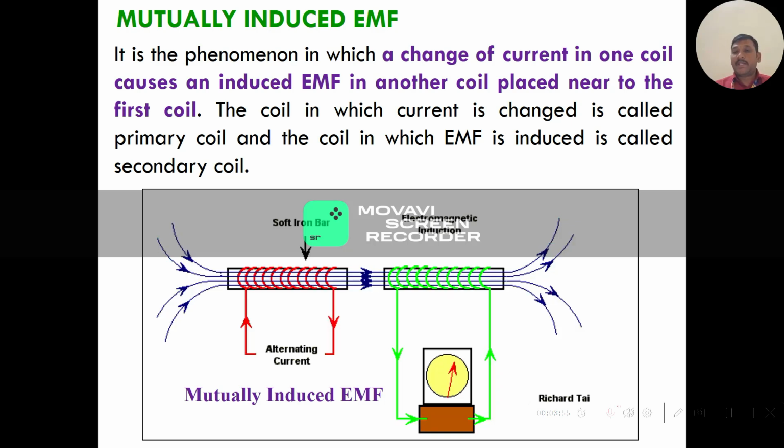So it develops an EMF in the nearby coil, and it is called mutually induced EMF. So in this circuit, there will be two EMFs. One is the self-induced EMF, and the other in the nearby coil is called the mutually induced EMF. So this is the concept of self and mutually induced EMF.